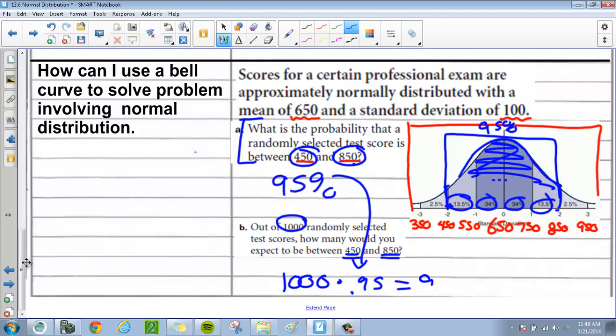Just 950. If I did the math right in my head, there'd be 950 tests out of 1,000 tests that should be between 450 and 850 as their test scores.